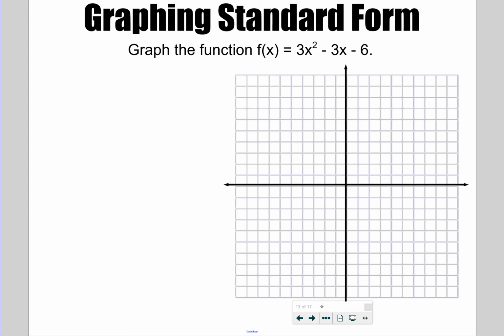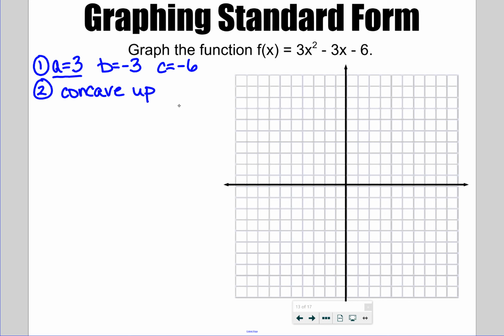So let's start with this equation. You can see that there are no parentheses here, so this is standard form. And again, I'm going to start by naming my A, number in front of the x squared, 3, my B, number in front of the x, -3, and my C, the constant, -6. In the second step, we're going to determine which way this opens. Because A is a positive number, we say that it opens up, or it's concave up. And that also tells us, if you picture a parabola opening up, a cup opening up, you have a point at the bottom, so we could also say it's a minimum.